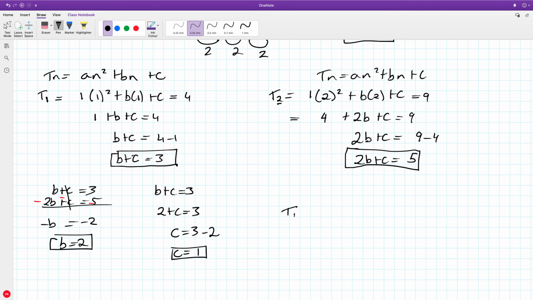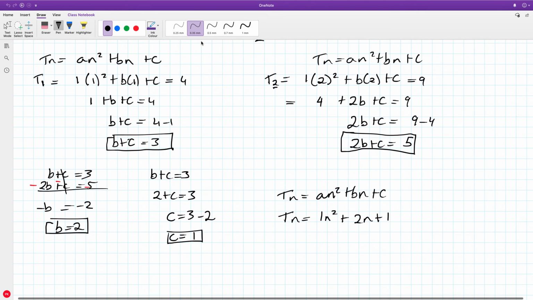So my Tn was an squared plus bn plus c. It is now Tn is equal to 1n squared plus 2n plus 1, and that's my final answer. And that's a tough one. That's about 15 to 20 marks on a Junior Cert paper. Last question of the day, guys.